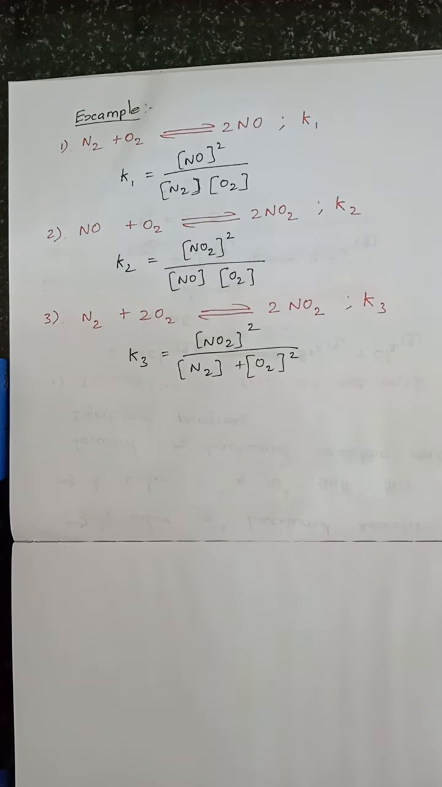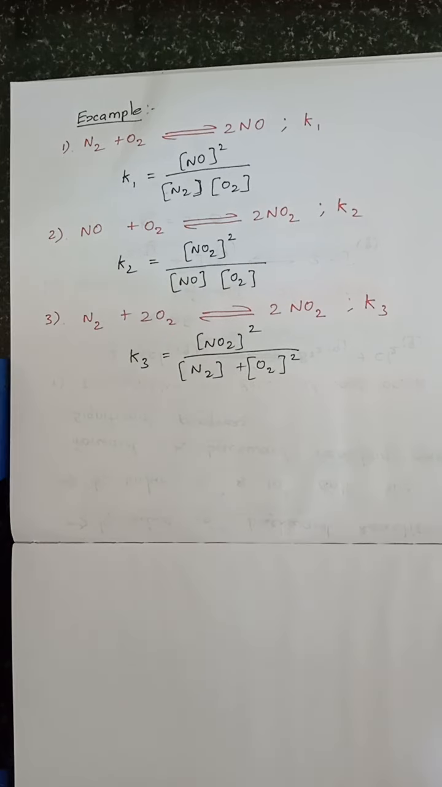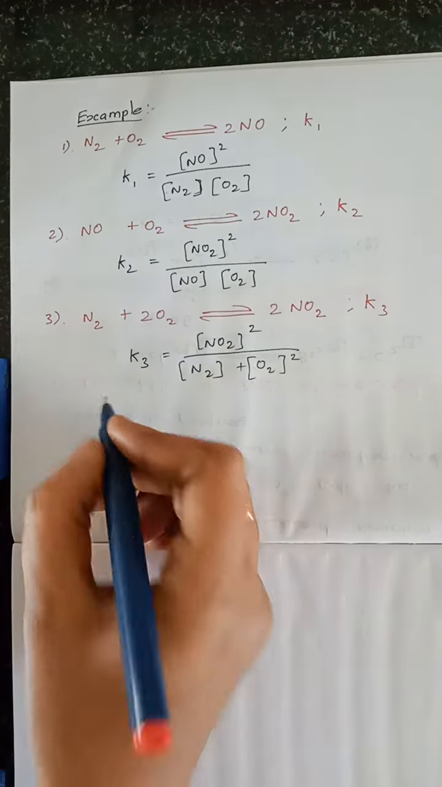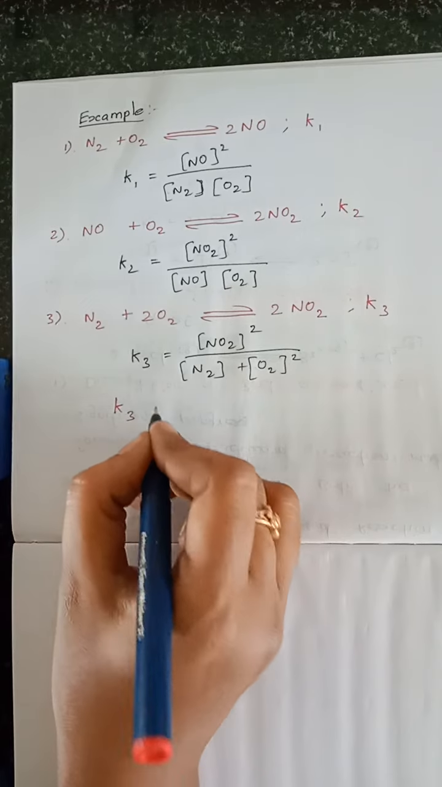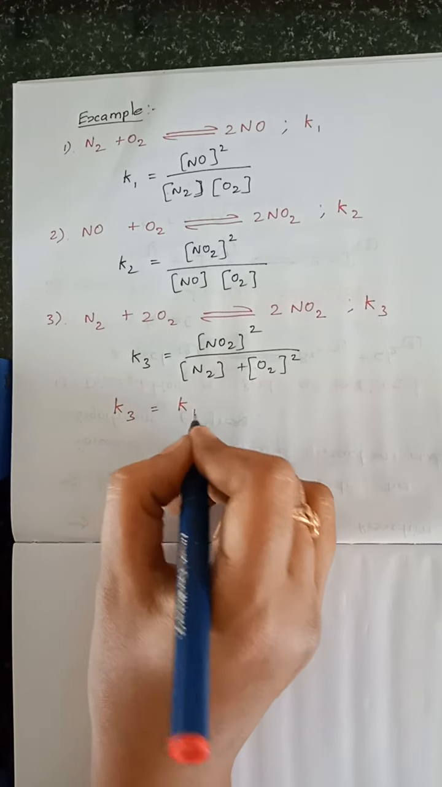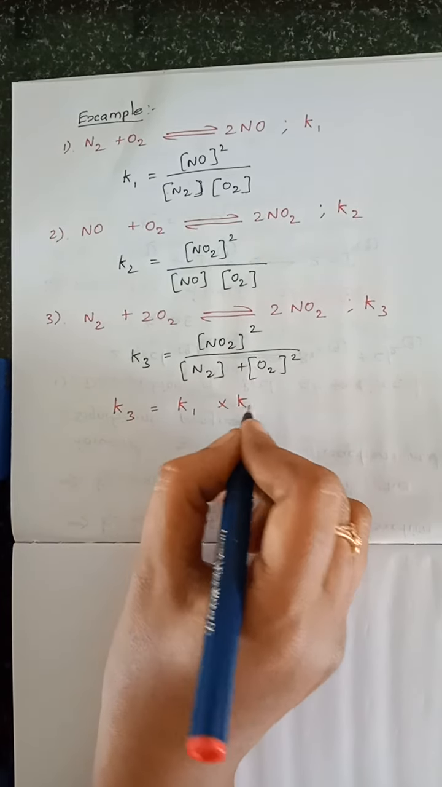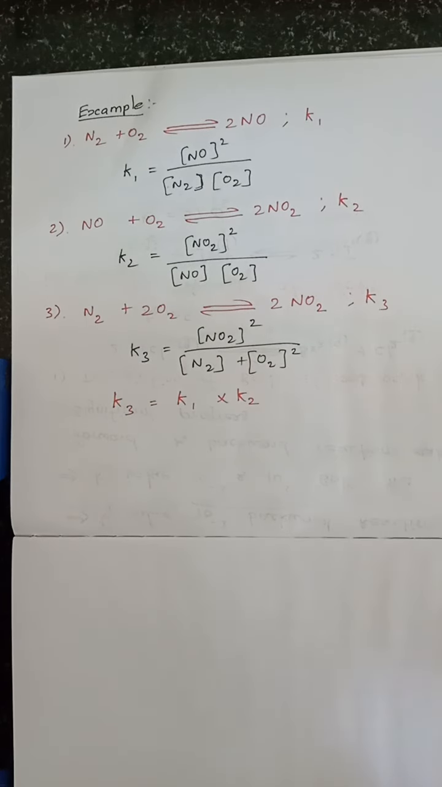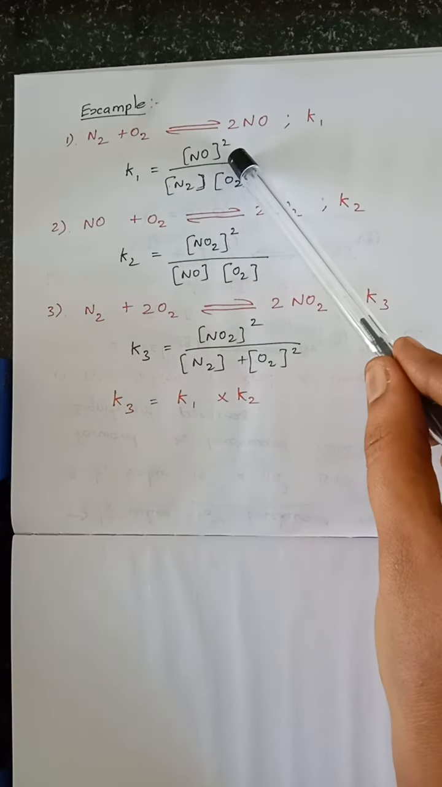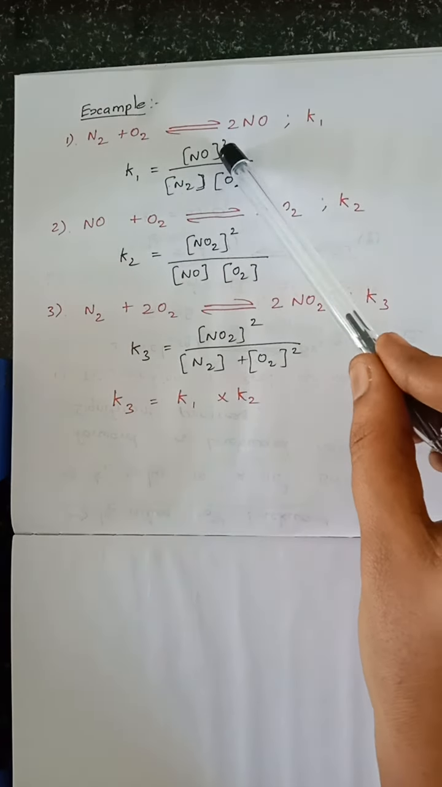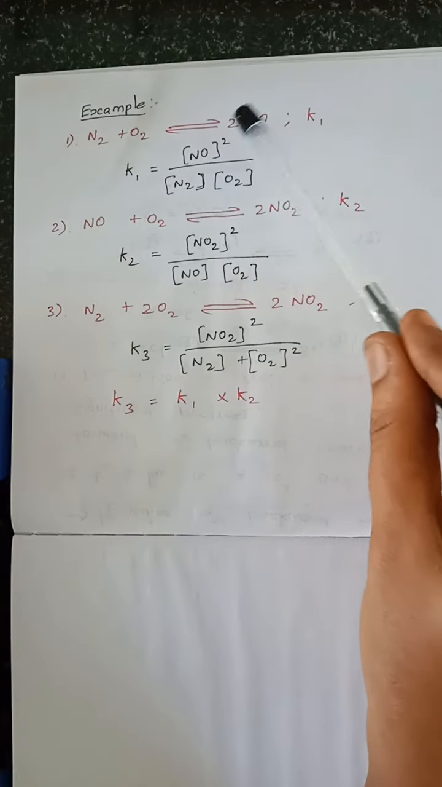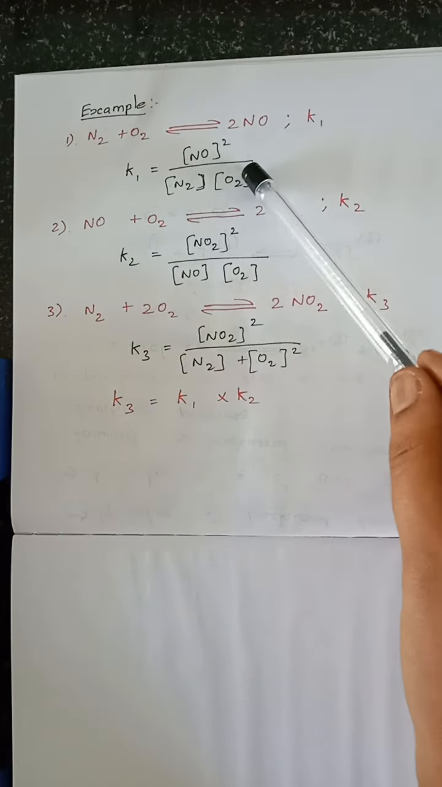Okay, so you calculate K3 equal to K1 into K2. You write the formula K3 is equal to K1 into K2. Okay, children. So what is the K1 value? The K1 value is NO concentration squared divided by N2 and O2.